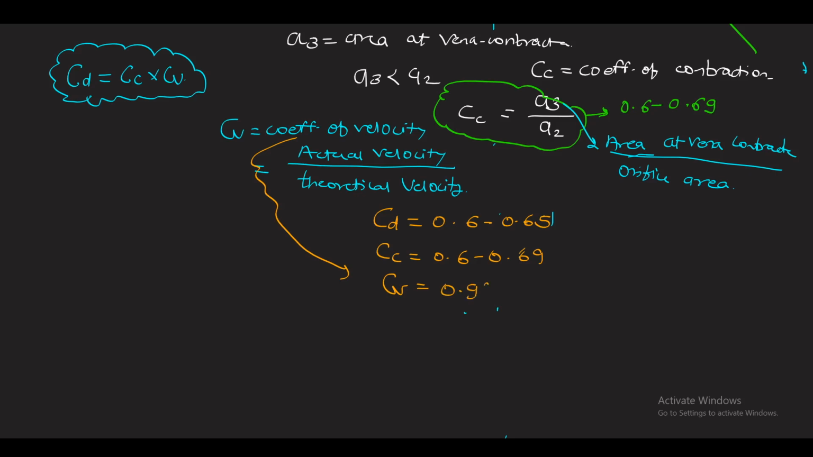So these are some of the important values considering the MPSC syllabus. Questions may be framed directly on these: what is the value of the coefficient of discharge for an orifice, what is the value of the coefficient of contraction for the orifice meter, and what is the value of the coefficient of velocity. These are the points that you should remember from the exam point of view. This is about the orifice meter.